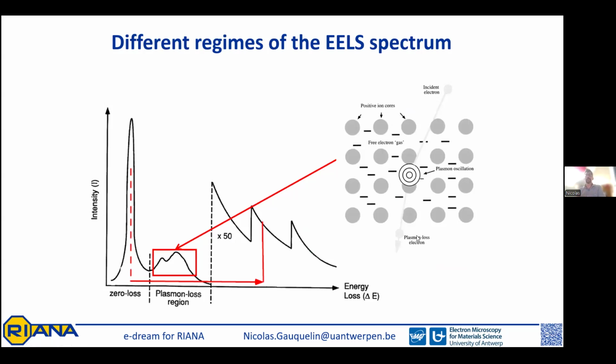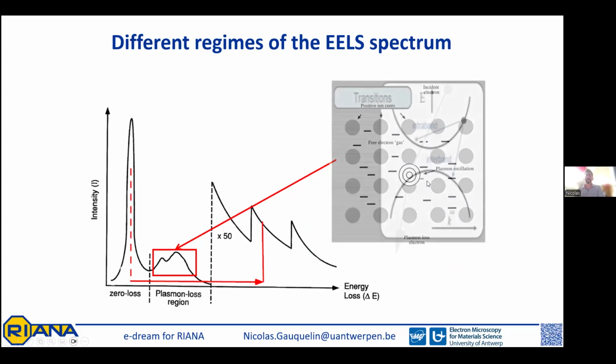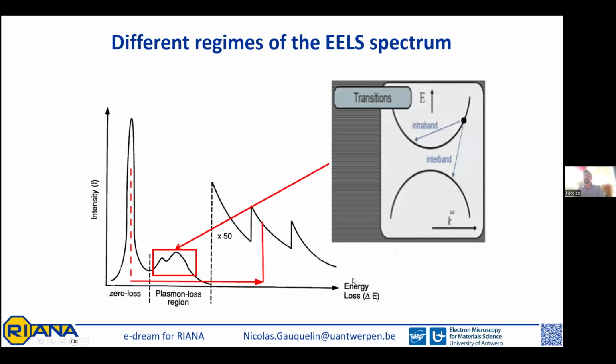A more common regime used in EELS is the plasmonic regime, the plasmon loss. A plasmon is an oscillation of the free electron gas around the positive cores, which gives rise to a plasmon loss. And you also have, in that region, interband and intraband transitions.